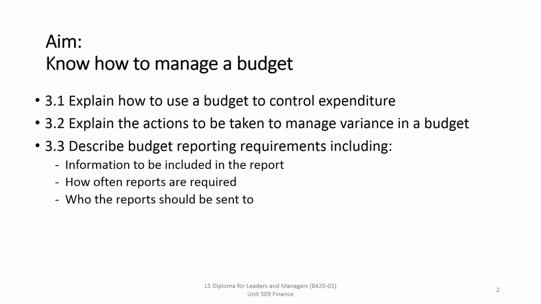And so our aim for this session is to know how to manage a budget. By the end of the session, you should be able to explain how to use a budget to control expenditure. We just started to talk about that. Explain the actions to be taken to manage variances in a budget and describe budget reporting requirements, including information to be included in a report, how often reports are required, and who the reports should be sent to. And as we just said, that can be one of the major ways to keep track of things within our budget. So let's get started.